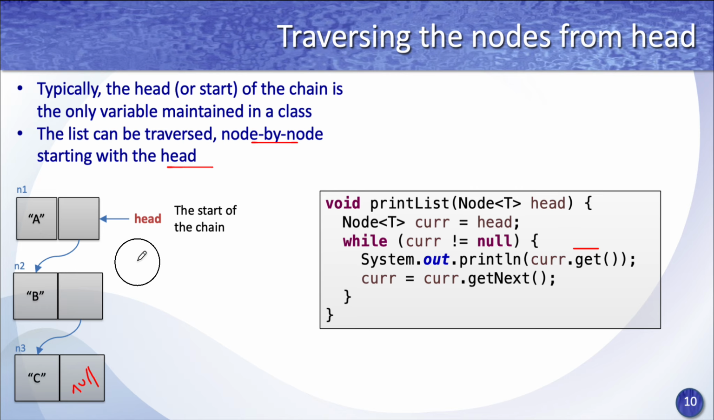Starting with the head, first it will print A. Then we say current equals current.next. So current will move and point to node N2, because A's next node is N2. Then you'll print current's value, which will print B. Then we move current to the next node, the third node. It'll print C, and then current will move on and its value will be set to null, and this while loop terminates. It prints A, B, C. This is a simple approach to traverse the list of nodes.